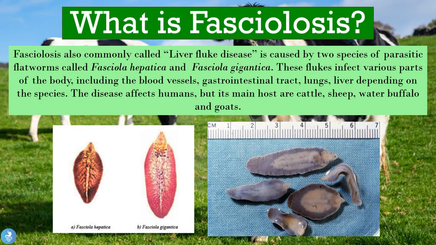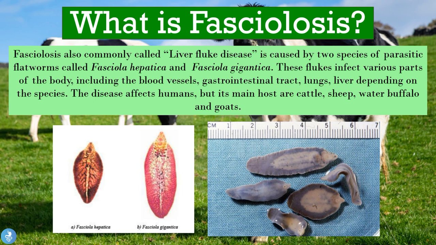So what is fasciolosis? Fasciolosis, also commonly known as the liver fluke disease, is caused by two species of parasitic flatworms called Fasciola hepatica and Fasciola gigantica. These flukes infect various parts of the body, including the blood vessels, the gastrointestinal tract, lungs, and liver, depending on the species. The disease affects humans, but its main hosts are cattle, sheep, water buffalo, and goats.